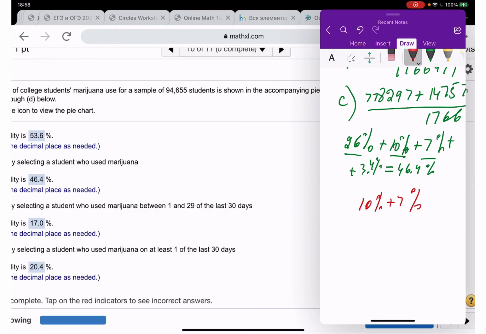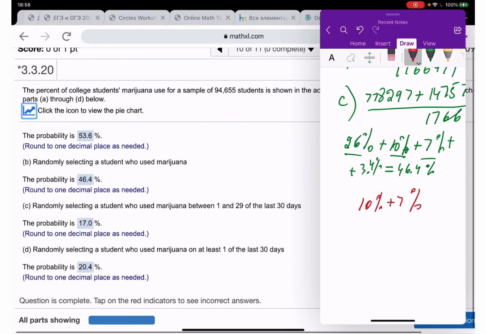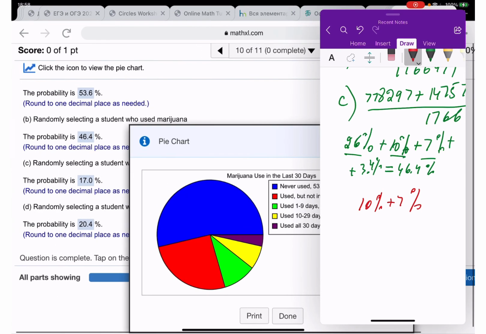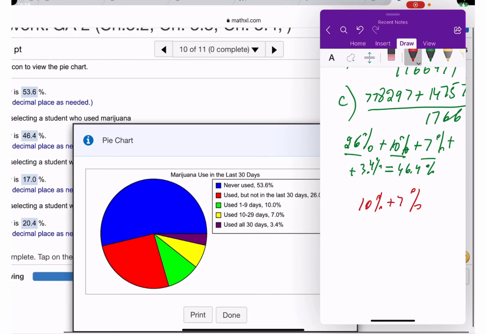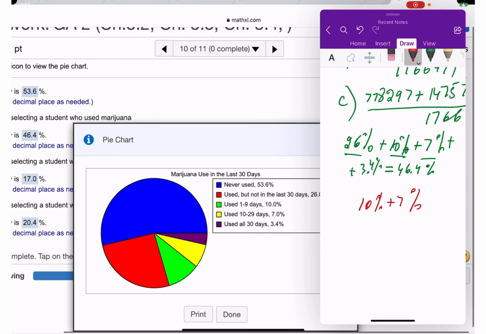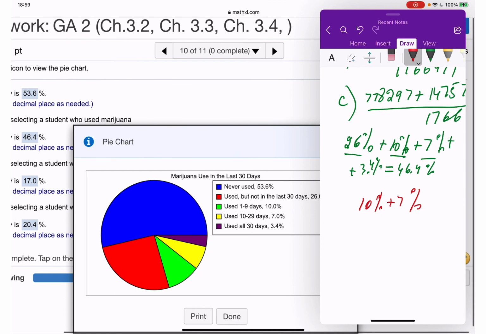Okay? And the number D, randomly selecting a student who used marijuana at least one of the last 30 days. At least one of the last 30 days. So we have used all 30 days, which is 3.4. So we are going to get, how many we had? 10 plus 7 plus 3.4 and plus 26. So we had 46.4% for all these used days.